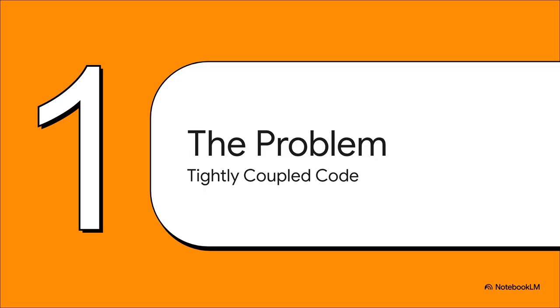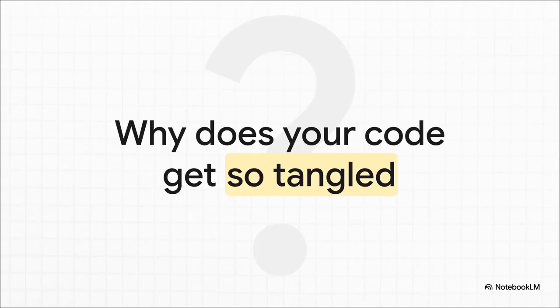Okay, first things first, we have to set the stage here. Before we can appreciate the solution, we really need to understand the problem it was designed to solve. And that problem is tightly coupled code. So, does this sound familiar? You make one tiny change in one part of your application, and suddenly, everything breaks in places you didn't even touch. It's frustrating, right? Why does our code get so tangled up like this?